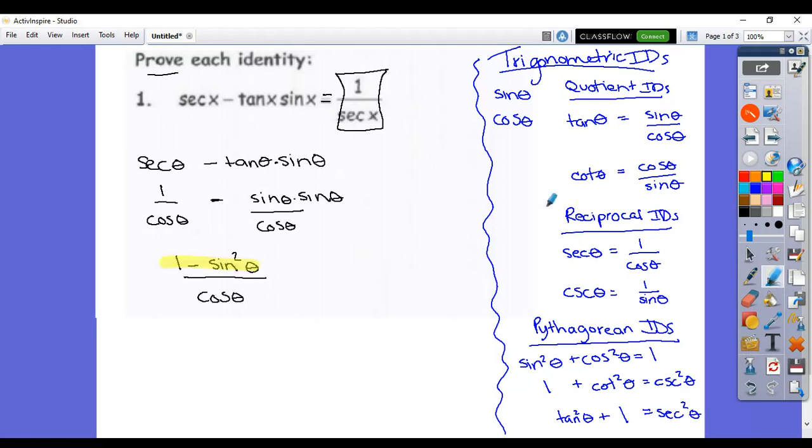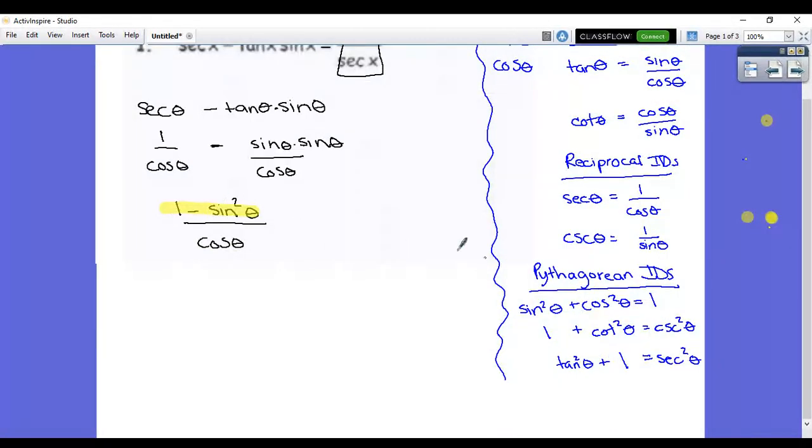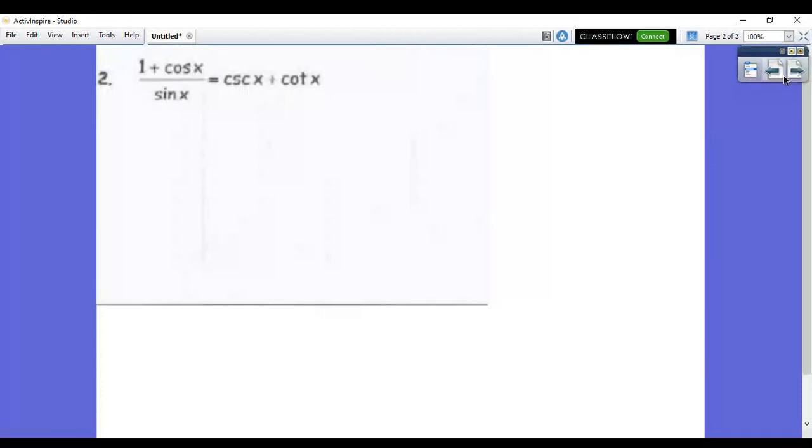I used to like to highlight any kind of Pythagorean identity. How do you think I knew that was Pythagorean? It would. So this 1 minus sine squared is a modification of sine squared plus cosine squared equals 1, right? And this is something I used to do with my students.